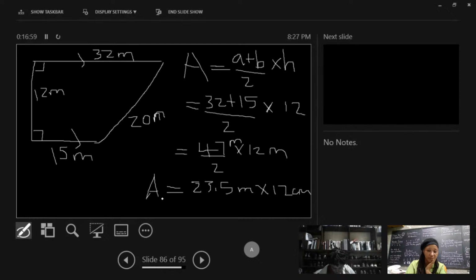200 and 282 meters squared. 282 meters squared. All right.